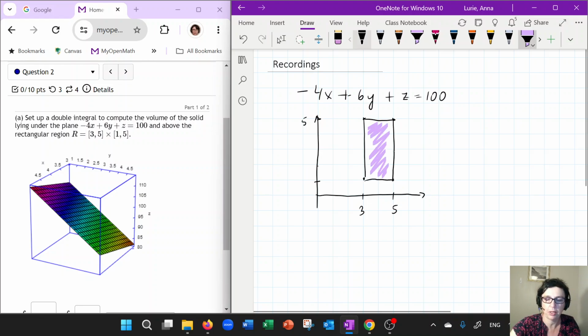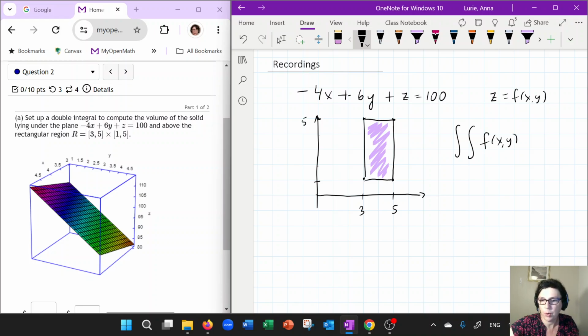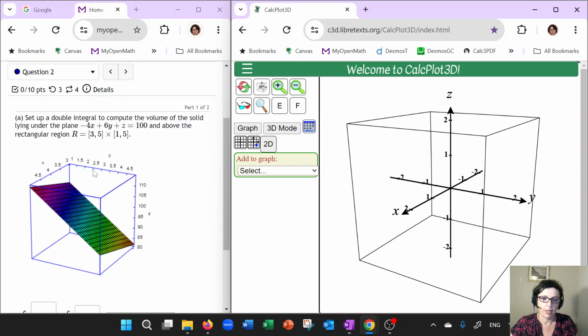Now, generally speaking, what you need to know is that a double integral of a surface that's written in the format z equals f of x y will represent the volume if you integrate f of x y over whatever region. The region has to be the bottom and the surface f of x y has to be the top. So just to visualize the situation, I want to show you this on CalcPlot 3D. I'm not sure that this is the best representation of it, but here's what I will do.